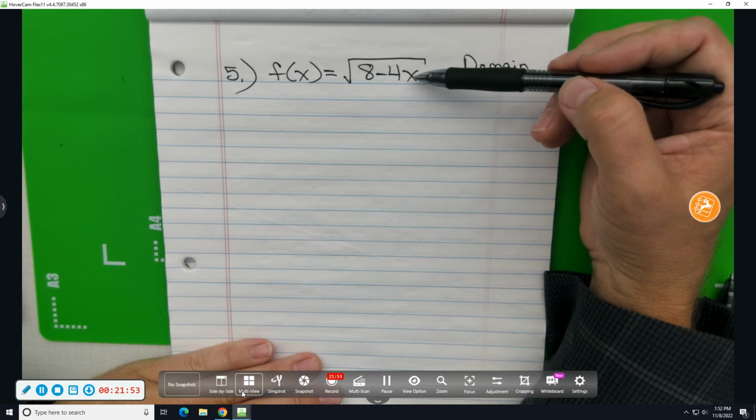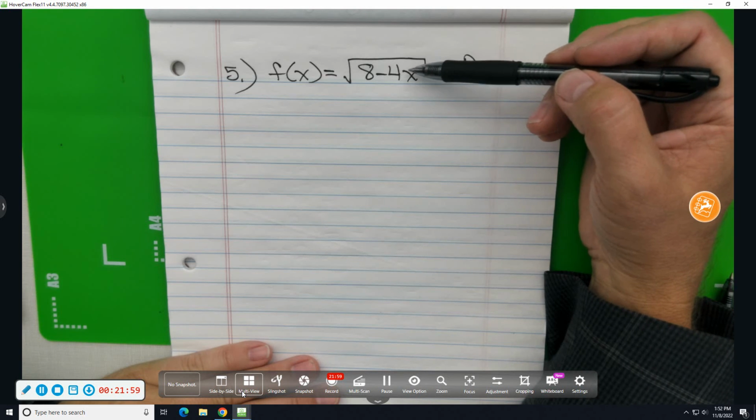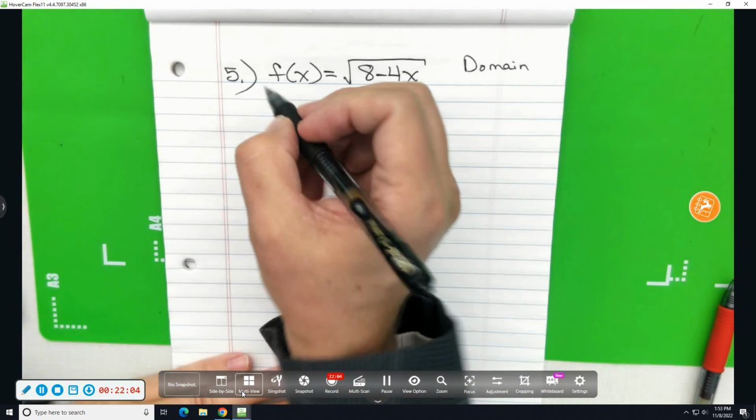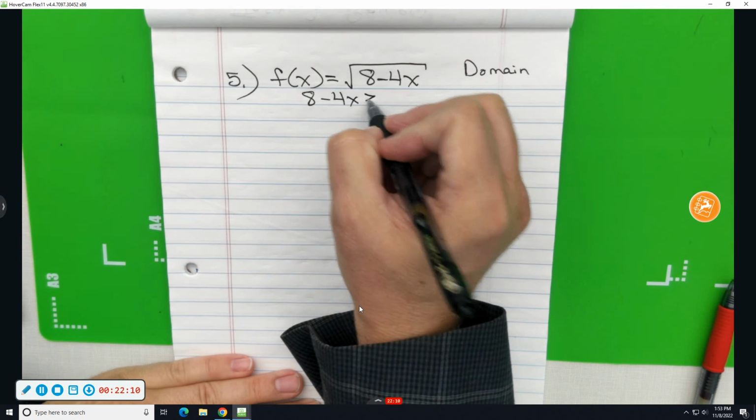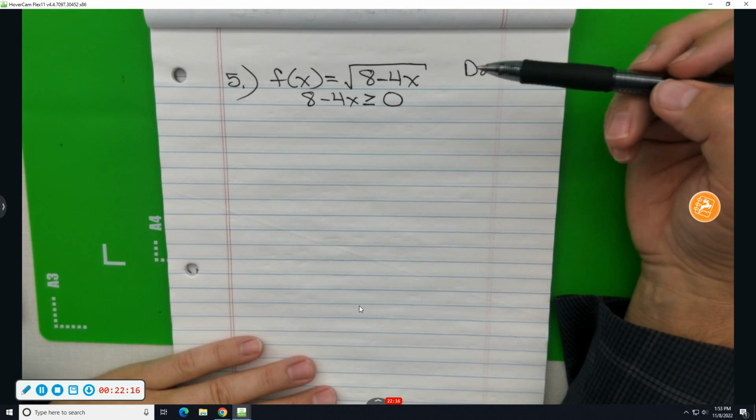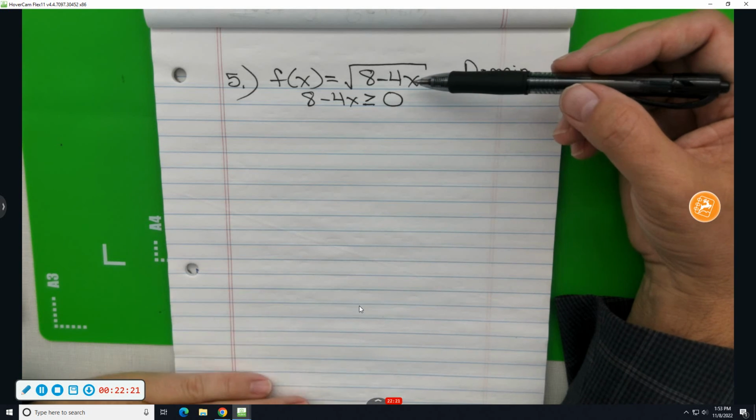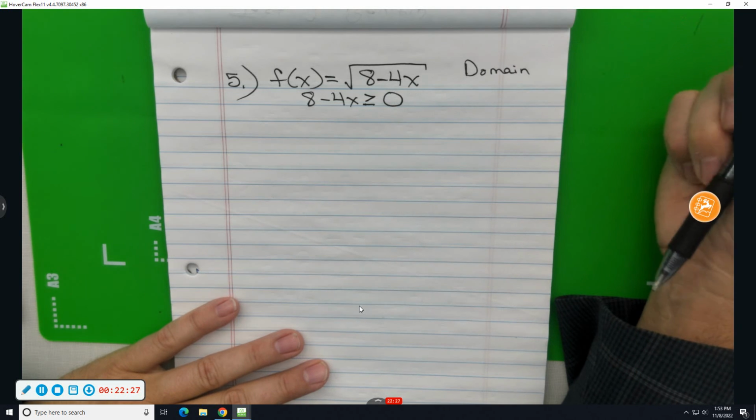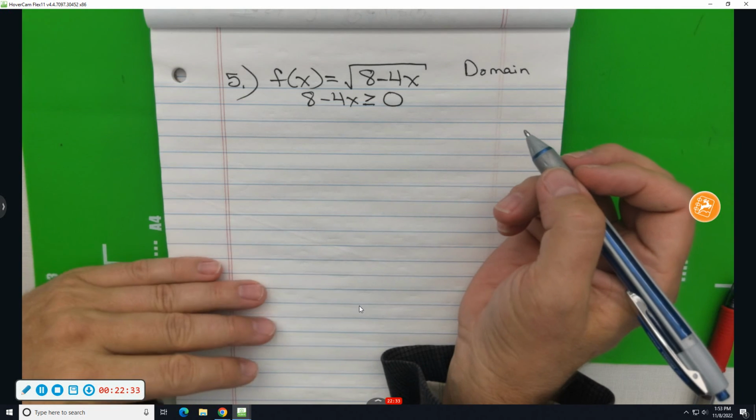If I plugged in something for x and it gave me a negative y value, say I plugged in 5, 8 minus 20, that'd be a negative number. So what I want is the 8 minus 4x to be greater than or equal to 0. The thing under there can be 0. The square root of 0 is a real number. It's 0. So there's nothing wrong with the expression under the radical equaling 0, but it needs to be greater than or equal to 0. And when I'm solving inequalities like this, I always use the cut point method.